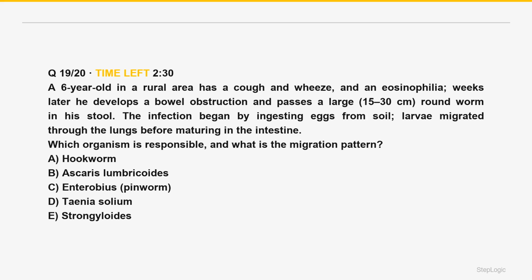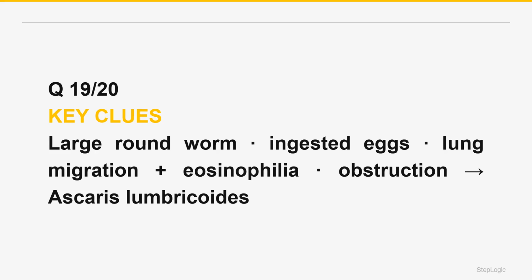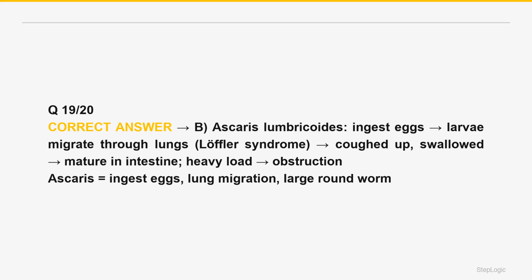Read the command: organism and migration pattern. Large roundworm, soil-ingested eggs, lung migration with eosinophilia, intestinal obstruction: Ascaris lumbricoides. This is Ascaris lumbricoides, the largest intestinal roundworm nematode, reaching 15 to 35 cm and one of the most common helminth infections worldwide. Transmission is fecal-oral. The person ingests embryonated eggs from soil contaminated with human feces, from poor sanitation. In the small intestine, the eggs hatch into larvae, which penetrate the gut wall, enter the bloodstream, and migrate to the lungs. The correct answer is B.